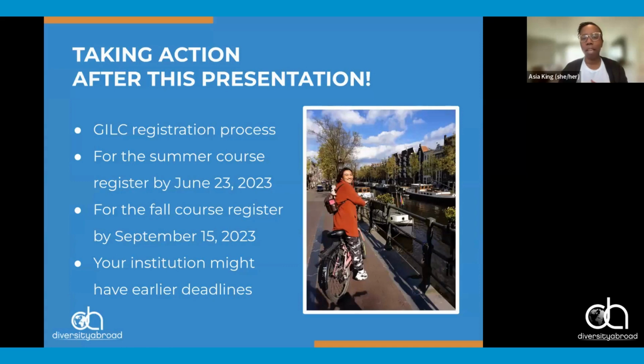So for the summer, we have a registration deadline of June 23rd. And for the fall, we have a registration deadline of September 15th. I always tell people to take into account what their class schedule or their extracurricular or co-curricular activities look like for that semester before registering for the course. And keep in mind that if you're going through your institution, they might have a separate form or earlier deadlines that you need to abide by.